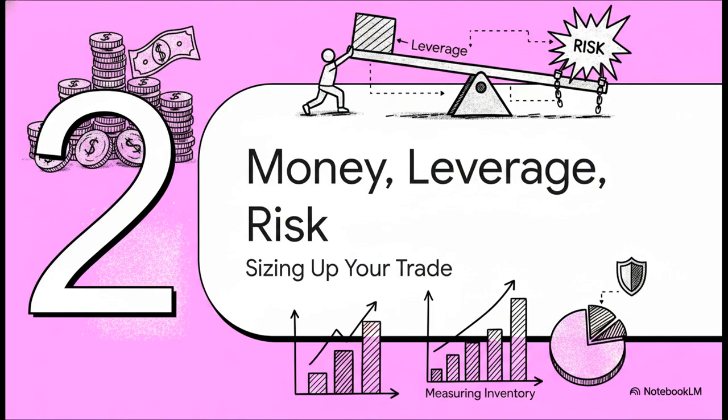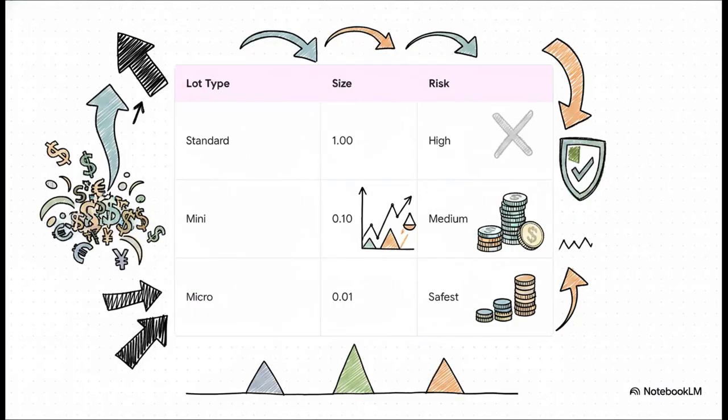Section 2. Money, leverage, and risk. Sizing up your trade. So now that we know what we're trading, we need to know how to measure our inventory. In trading, that's done in lots. Your lot size dictates exactly how big your trade is. A standard lot is a size of 1.00, and that carries a high risk because you are moving large amounts of currency. Step down to a mini lot at 0.10, and you're at a medium risk. Finally, we have the micro lot at 0.01, which is the absolute smallest and safest position you can take. Simply put, a bigger lot always means bigger money and for sure, bigger risk.